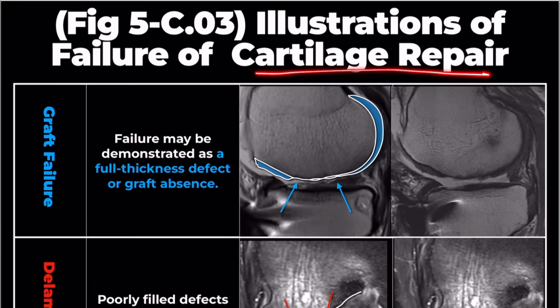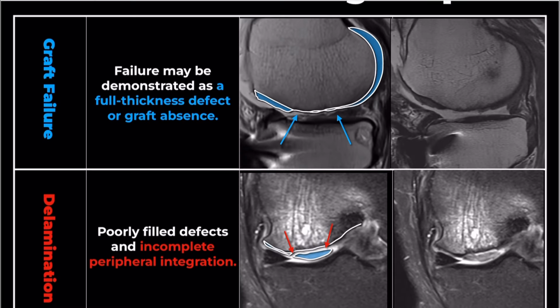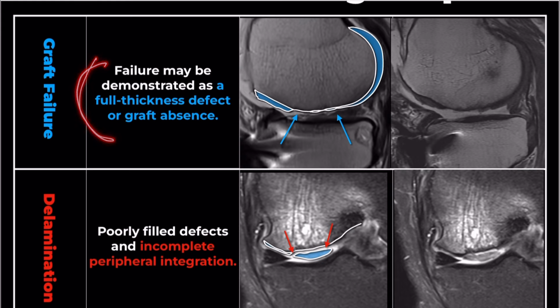Today, we will discuss cartilage repair failure. 1. Incomplete filling. First, let's talk about incomplete filling. This can be demonstrated as a full-thickness defect or even a complete absence of the graft.